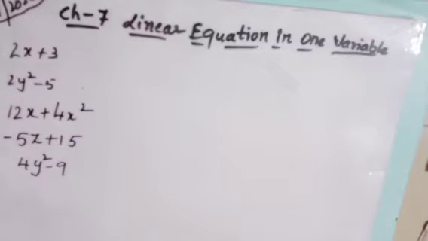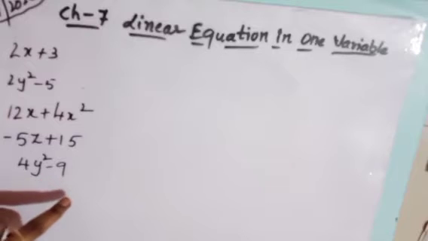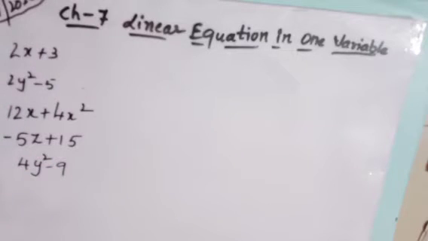See, in the last class, you learnt about the algebraic expression. So, algebraic expression means what? Here, 2x plus 3 is an algebraic expression. So all of what I wrote now is called the algebraic expression: 2x plus 3, 2y square minus 5, 12x plus 4x square, then minus 5z plus 5, 4y square minus 9. This is all called the algebraic expression.